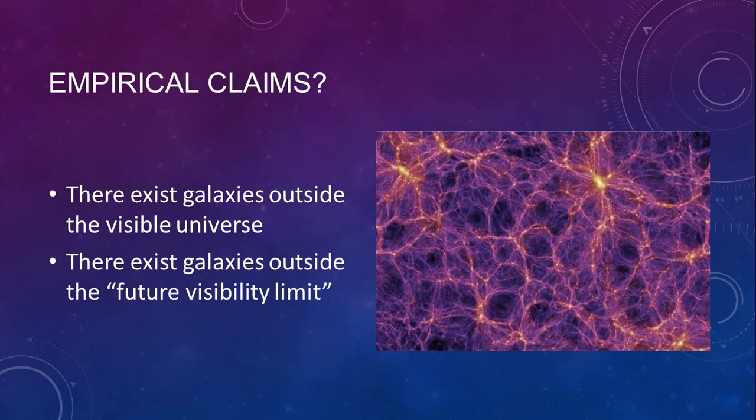There are galaxies outside the future visibility limit. So the visible universe expands as time goes on because of how far away things are from us according to the speed of light, or like how you can only see things that are within the past light cone of Earth. And astronomers think there's a limit for where that future cone is going to be, or where the sphere of the visible universe is going to end up.